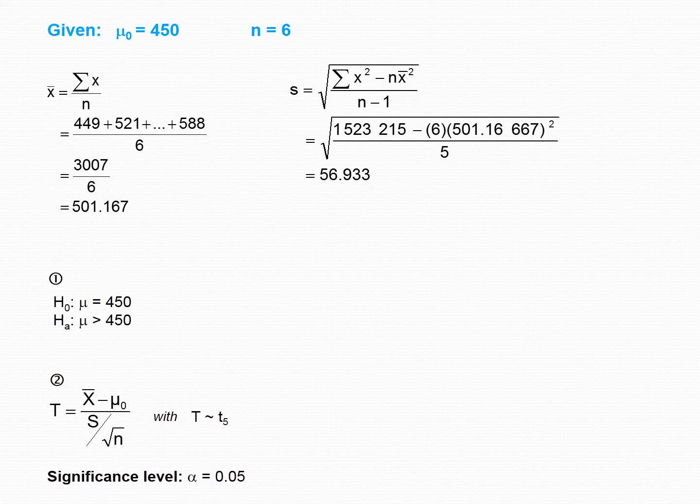Step 1, we state the null and the alternative hypothesis. So in the null hypothesis, we state that the population mean is equal to 450, and in the alternative hypothesis that the population mean is greater than 450. Step 2, you write down the formula for your test statistic, and t follows the t-distribution with 5 degrees of freedom since our sample size was 6. And then our significance level will be 0.05.